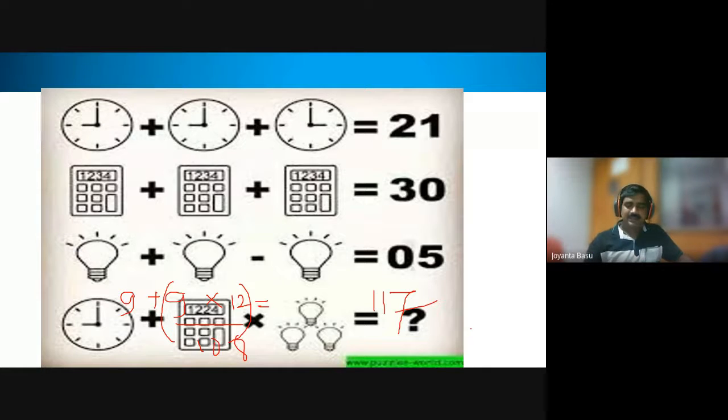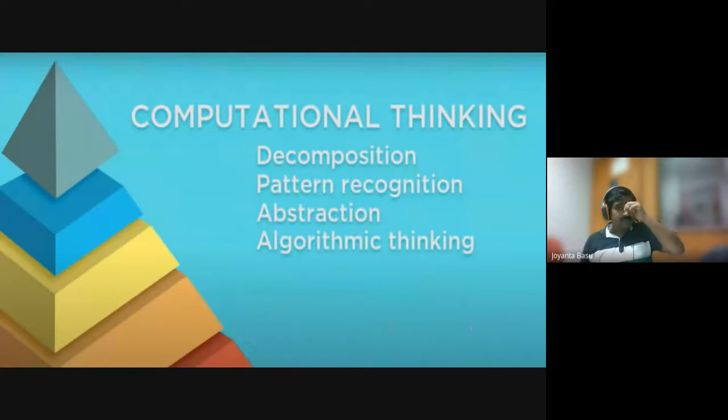I don't have many slides, so I will say that within computational thinking, decomposition, pattern recognition, abstraction, and algorithmic thinking, these four are very, very important. And for computational thinking, you need some training. Training means I'm trying to give you some examples. These examples are very important to brush up your thinking process.